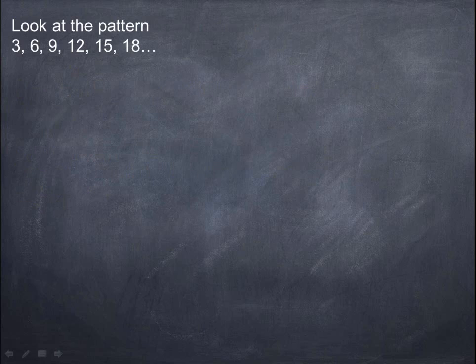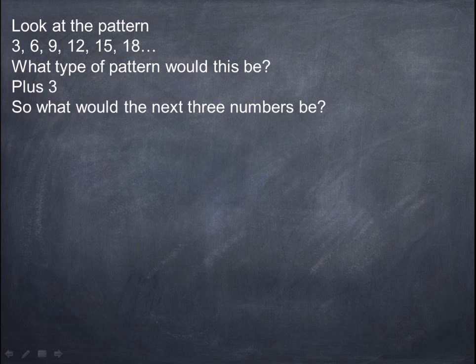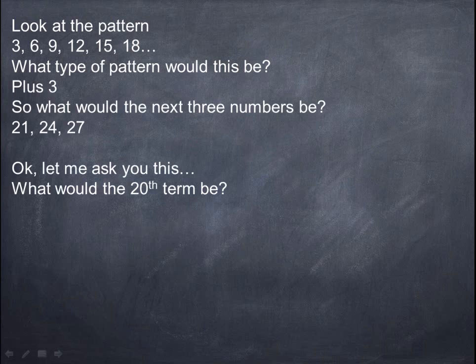Now, let's take a look at this pattern again. 3, 6, 9, 12, 15, 18. Could you tell me what type of pattern this would be? Plus 3. So what would the next three numbers be? Excellent. So let me ask you this. What would the 20th term be? Would you want to make that table, that chart, all the way out?